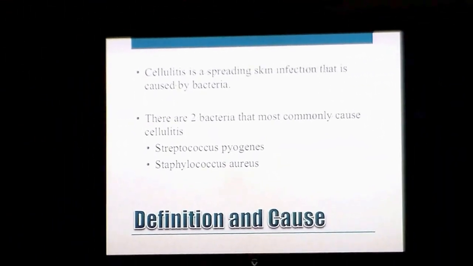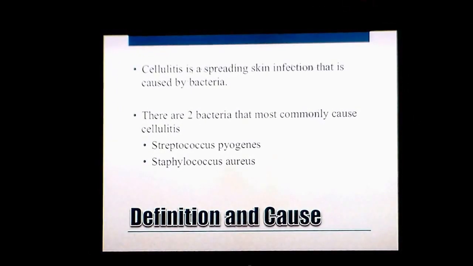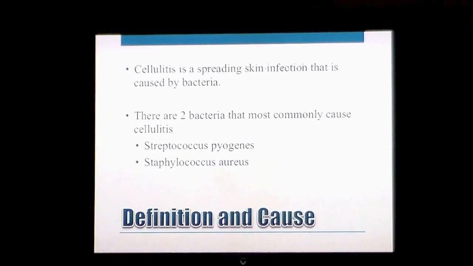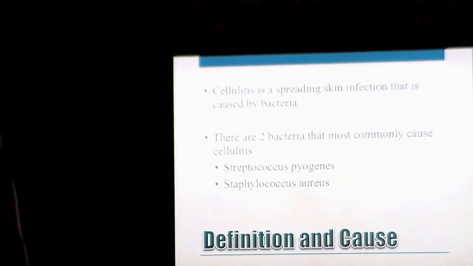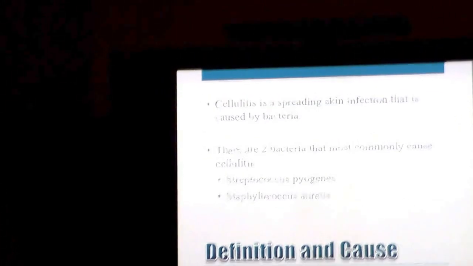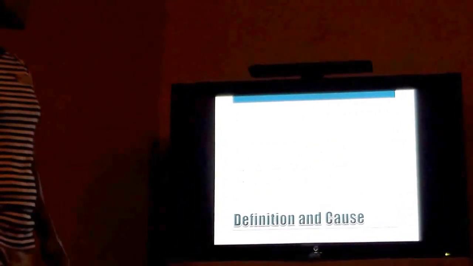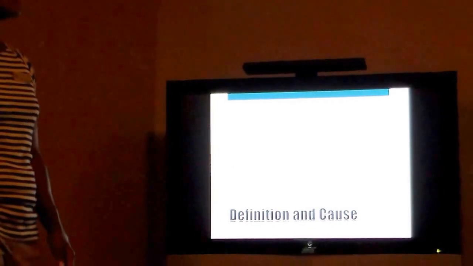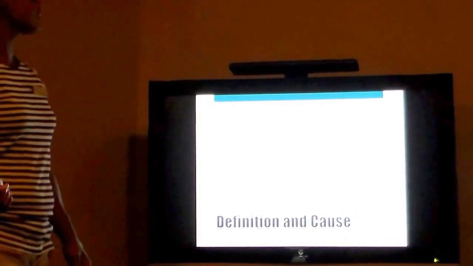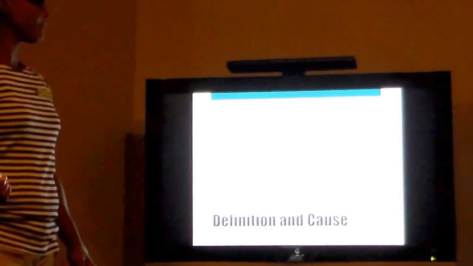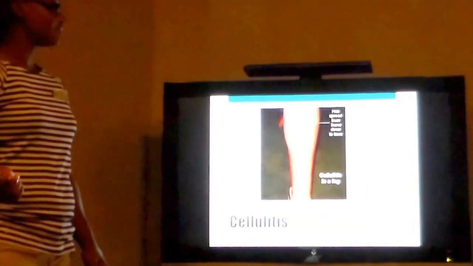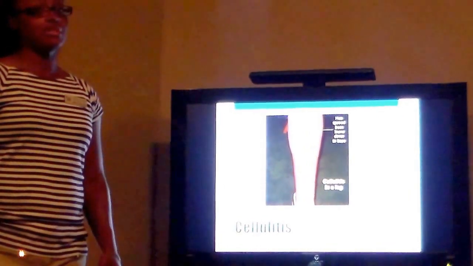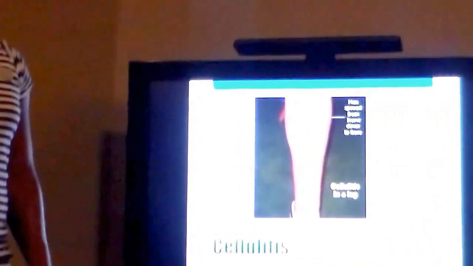Cellulitis is a spreading infection that is caused by bacteria. There are 2 bacteria that most commonly cause cellulitis: Streptococcus and Staphylococcus. Here is a photo of cellulitis in a patient's lower extremity.